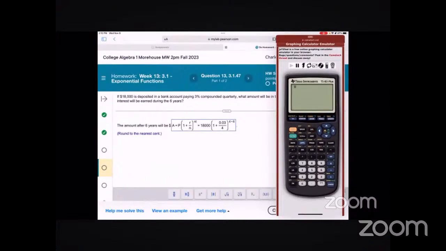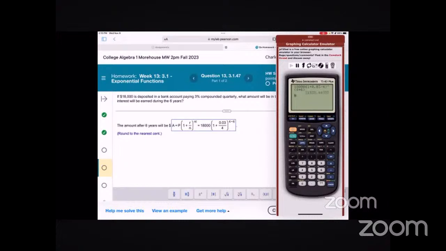Okay. All right, cool. So let's do 18. We got 18,123, parentheses, 1 plus 0.03 divided by, which is our N, divided by 4, close parentheses, hat, 4 times 6. Okay. That looks good. Oh, I think we're missing our division there. No, we're good. Yeah, I think we're okay. All right, let's submit this result.